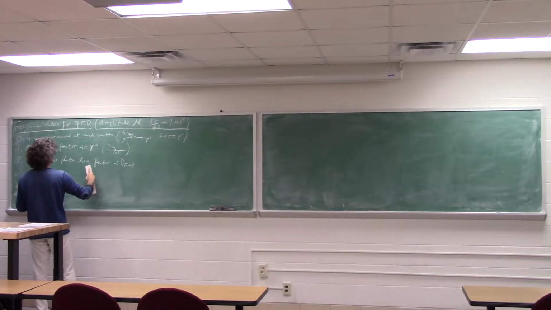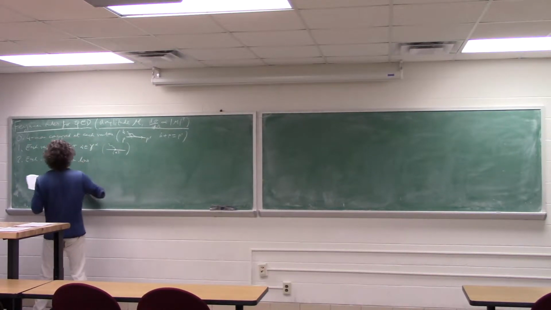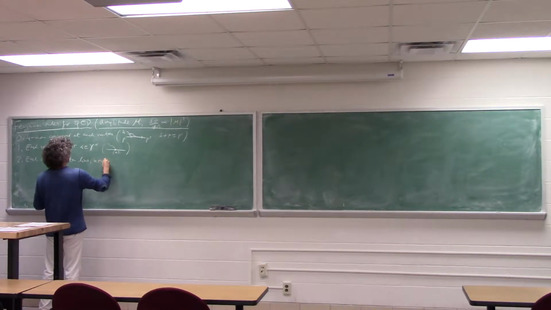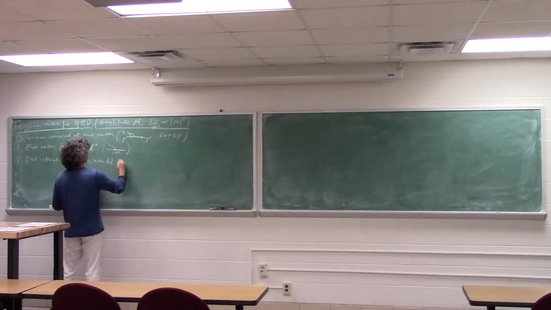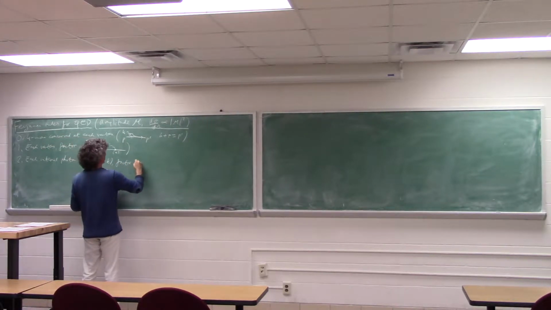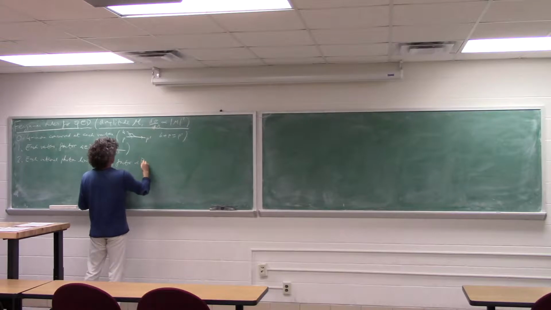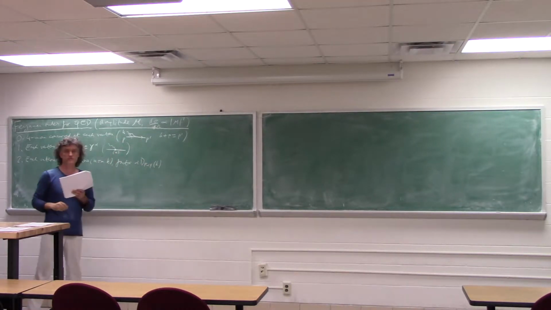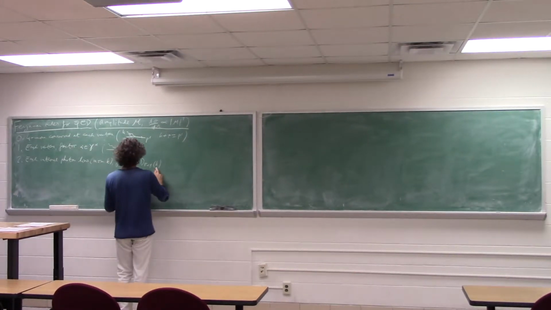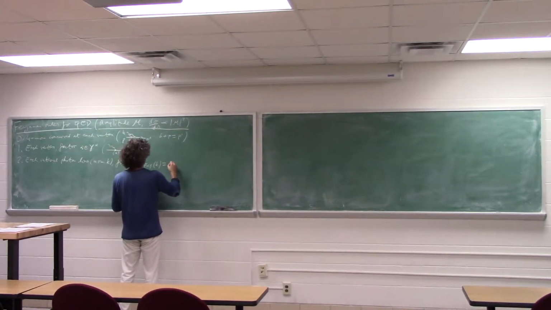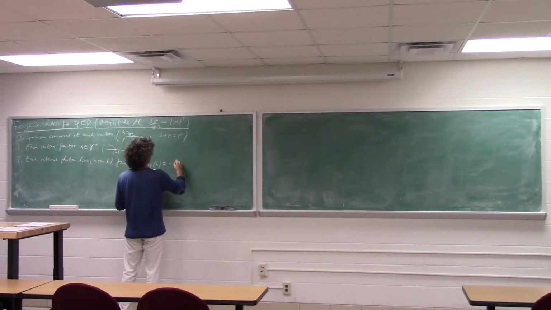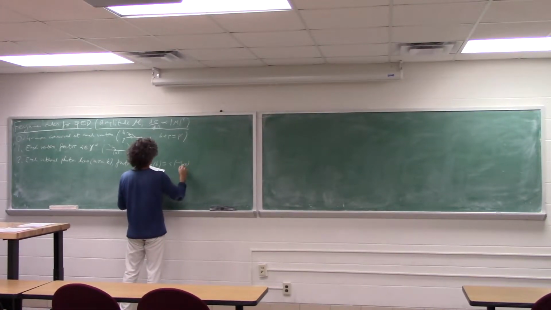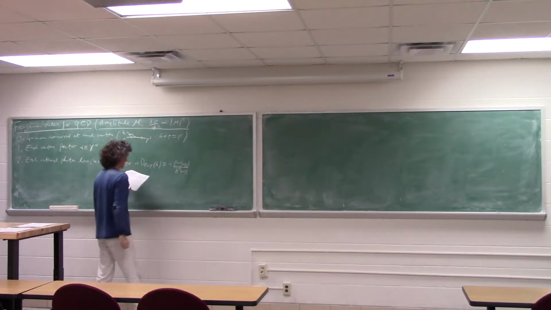So sorry, I should write: for each internal photon line with momentum k, there is a factor i D Feynman alpha beta. So it's i times the Feynman propagator in momentum space evaluated at momentum k. And that is equal to i times minus g alpha beta over k squared plus i epsilon.